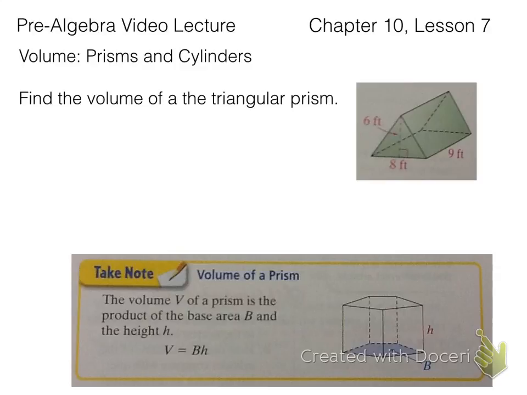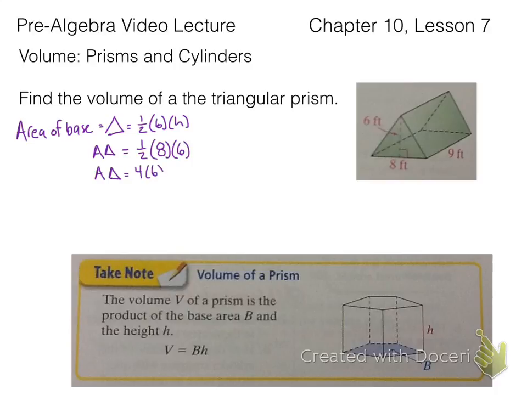So how do you find the area of a triangle? Well, that is 1/2 base times height, where the base of this triangle is 8 feet and the height of this triangle is 6 feet. Ta-da! So the area of the triangle itself: 1/2 of 8 is 4, so 4 times 6 is 24. The area of that base is 24 feet squared, right, because it's area.